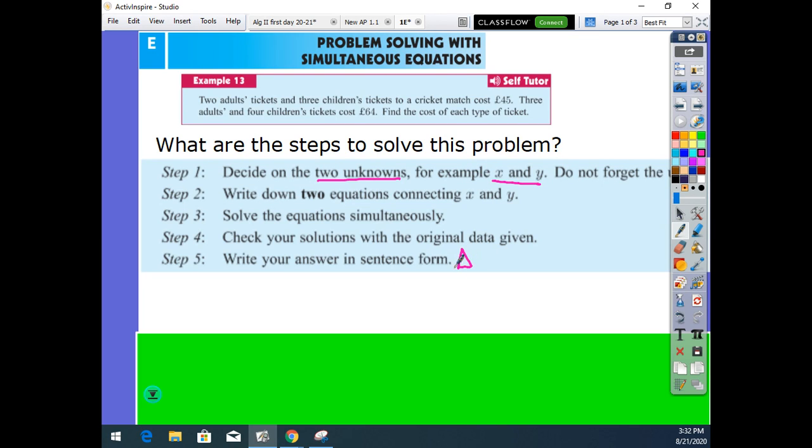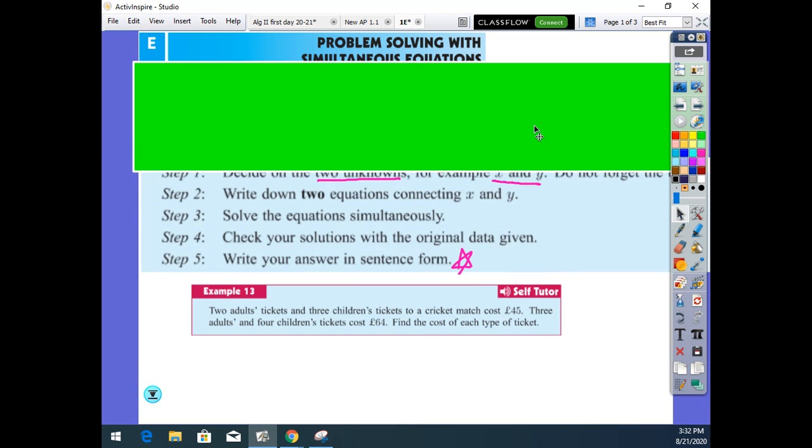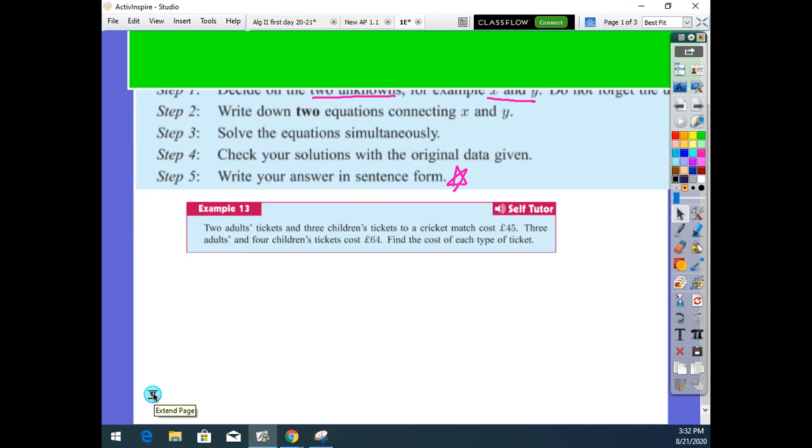This write in sentence form is to make sure that you actually answer the question. So that's a good way to double check yourself that you did answer the question. All right, I'm going to move this way to give us some more room.